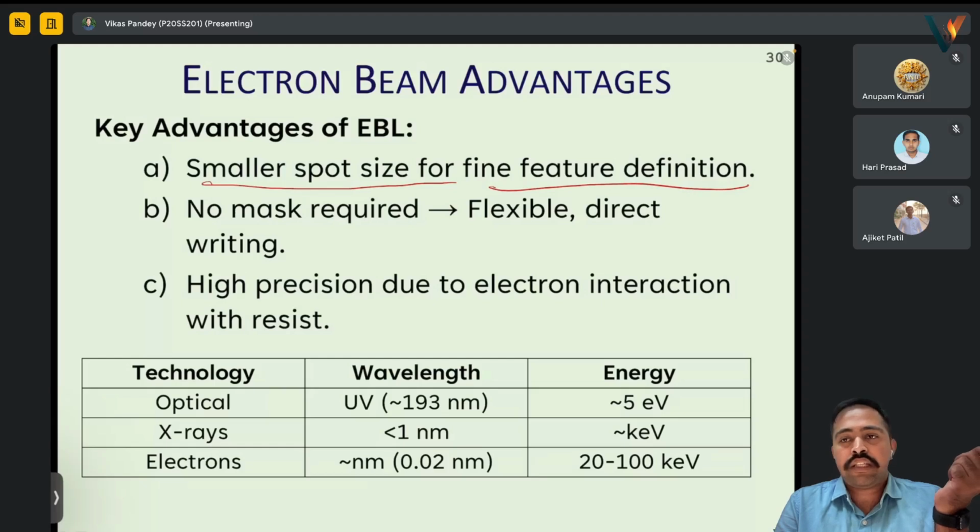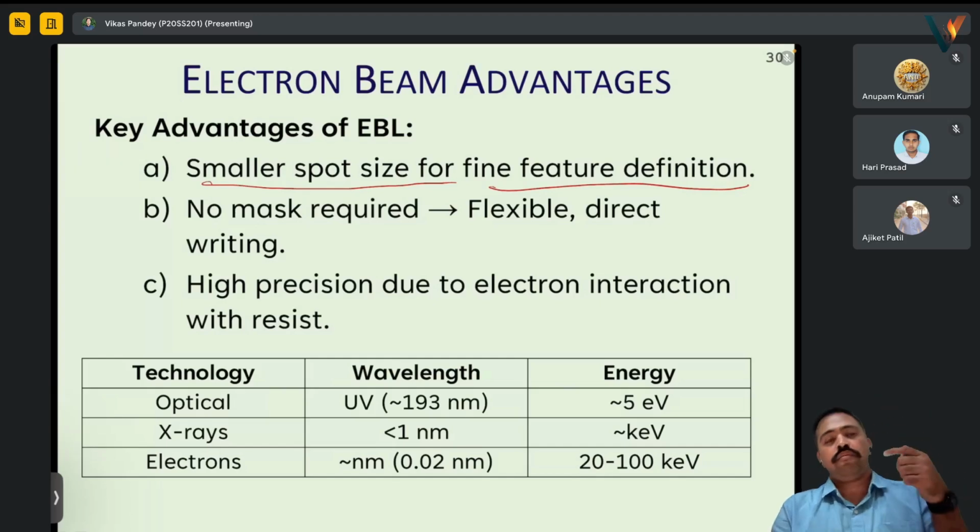It's in the range of picometers, right? So the wavelength associated is also in the range of picometers. So the spot size can be very fine. Although it will not be a single electron, even if we are talking about 2, 3 electrons, 10 electrons, the spot size is still very fine compared to the size we are talking about in nanometers.